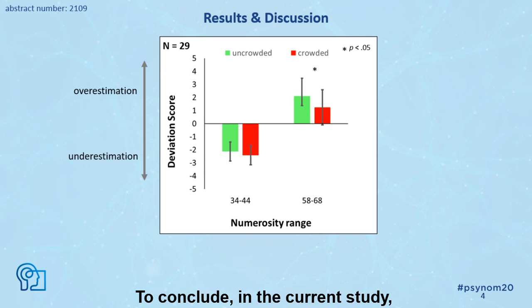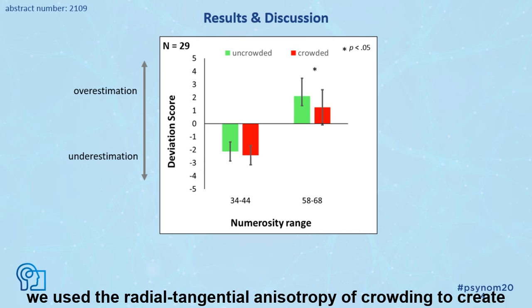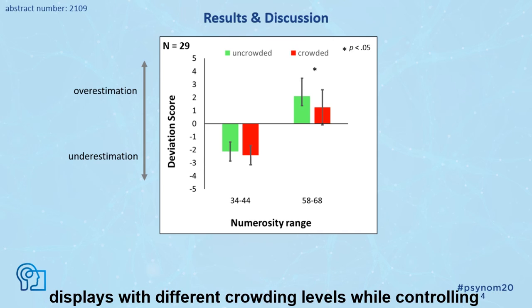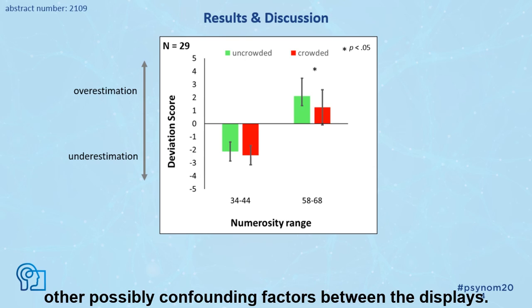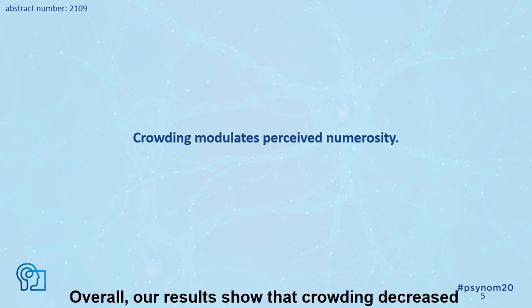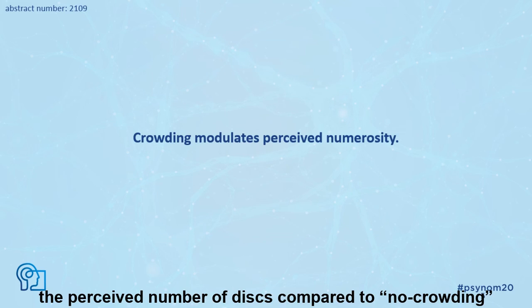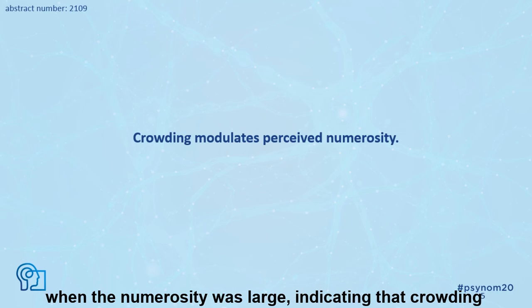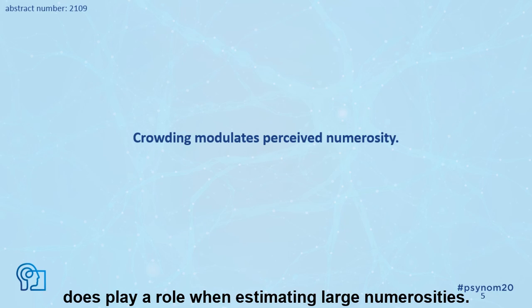To conclude, in the current study, we used the radiotangential anisotropy of crowding to create displays with different crowding levels while controlling other possibly confounding factors between the displays. Overall, our results show that crowding decreased the perceived number of disks compared to no crowding when the numerosity was large, indicating that crowding does play a role when estimating large numerosities.